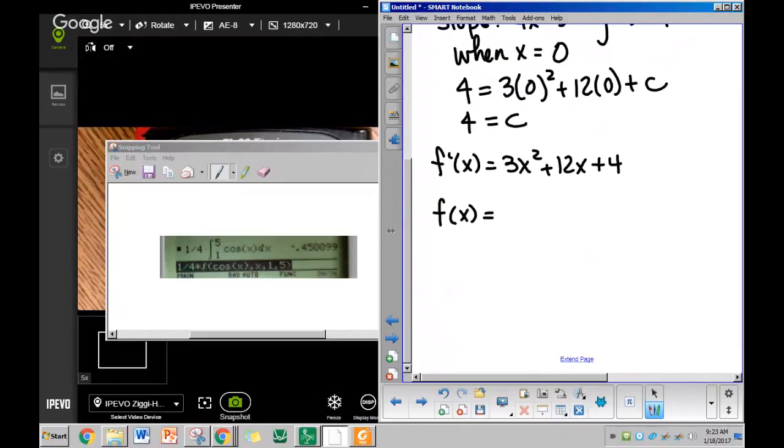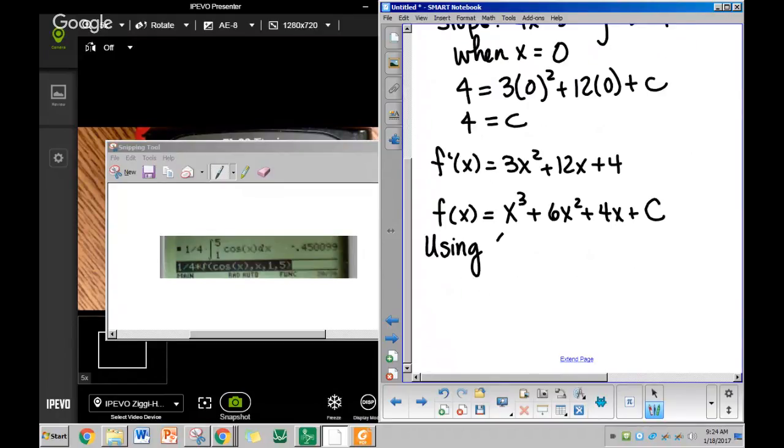What's the antiderivative of 3x squared? X cubed, good. Plus? 2x. Well, I'm going to raise it to a square and then divide by 2, so it's 6x squared. Yes. Plus 6x squared plus 4x plus c.